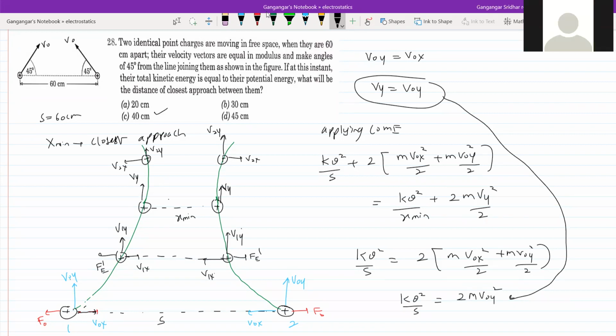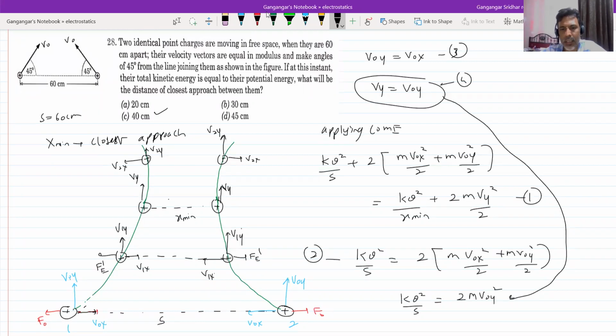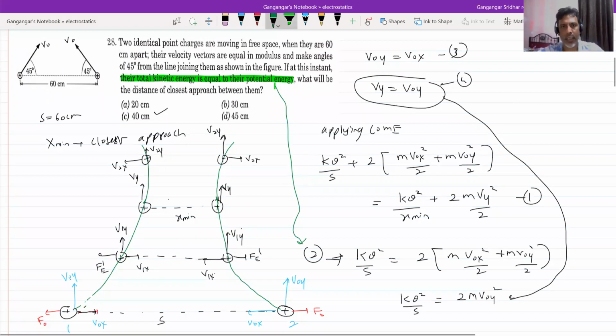Sir, can you repeat why you took the second equation, sir? Second, this one, huh? This one you mean to say. Okay, I'll do one thing. Give a number. Yes, sir. Which one? Second one, sir. This two, huh? Yes, sir. It is data given, no? Their total kinetic energy is equal to their potential energy. Okay, sir. I'll give the link for this. Okay, fine, no? I'll share it.